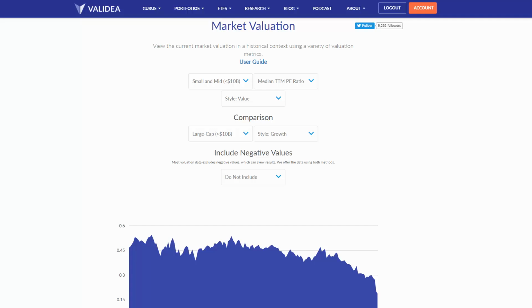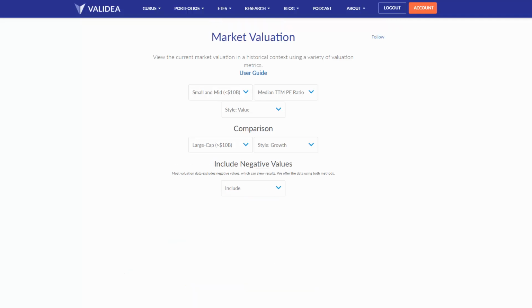A second approach would be to treat these null values as having the highest PE ratios and to rank them at the end of the list. If you wanted to utilize this approach, you would switch the drop-down box to include nulls. There are arguments to be made in favor of both approaches, so we have decided to include both in our calculations.